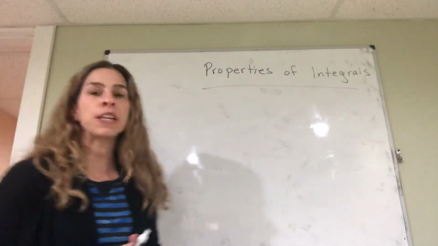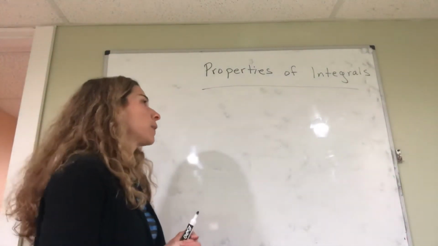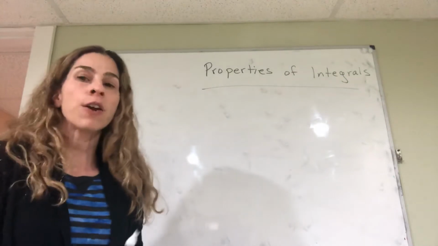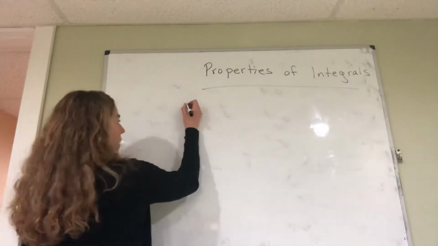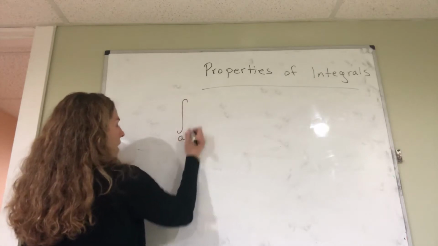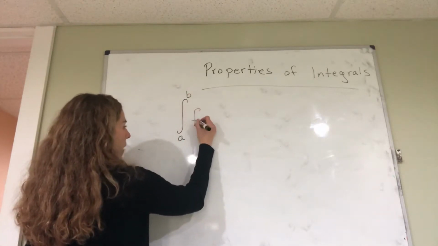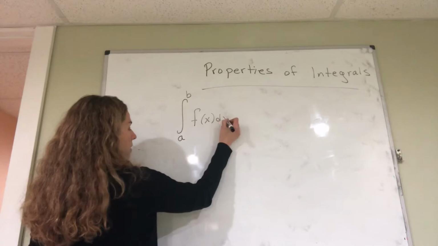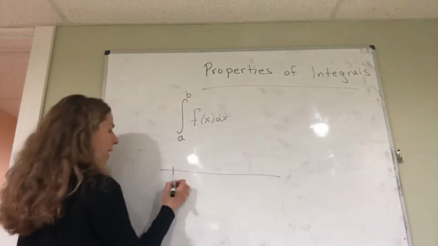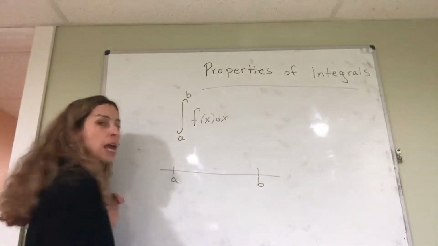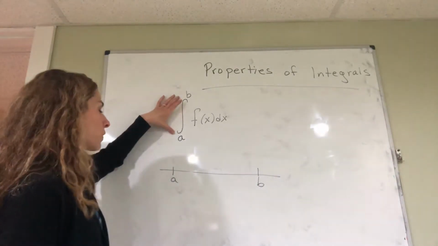In our final video for the semester, we're just going to go over quickly some properties of integrals. And I already mentioned one in the last video. The first property that I want to talk about is that if I'm integrating from a to b of f of x dx, I don't have to integrate all the way from a to b in one piece. If I want to, I can split the integral up into two pieces.